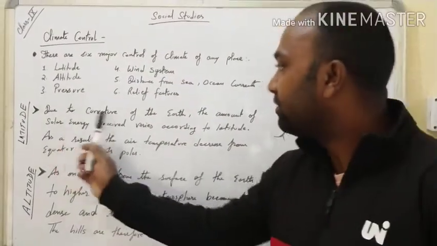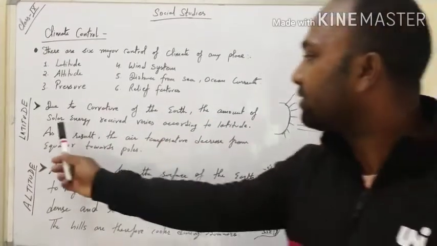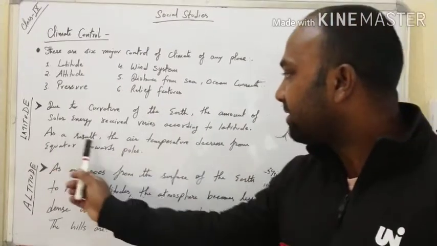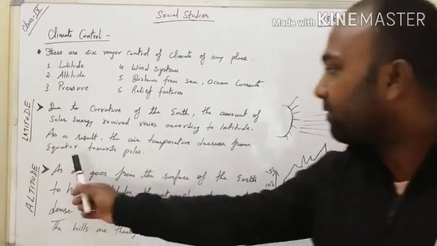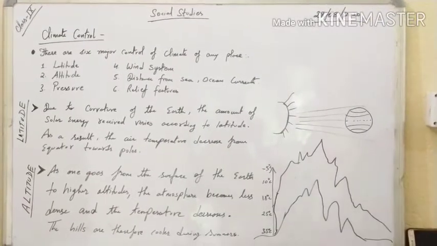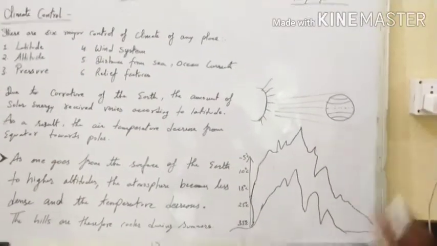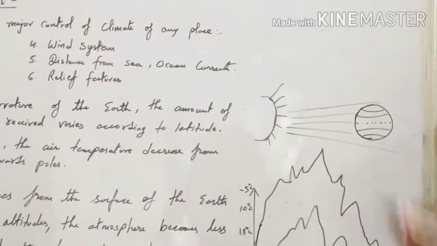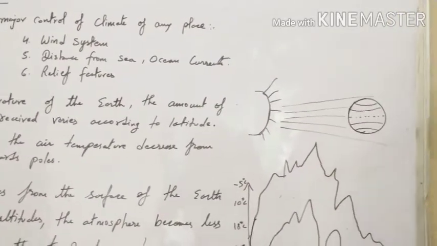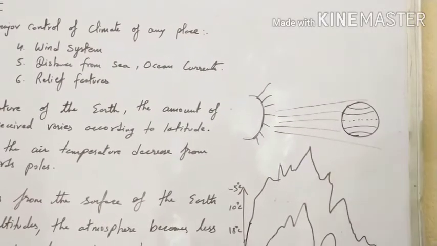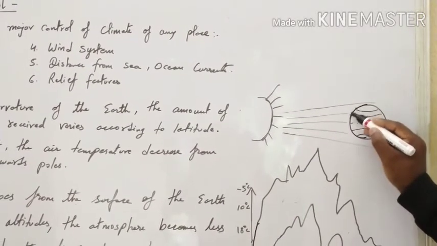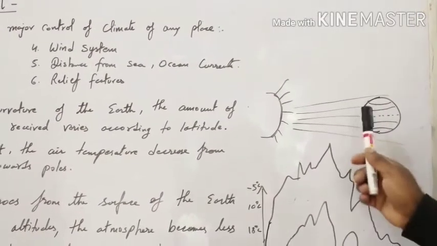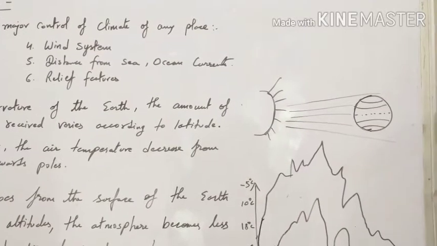Due to the curvature of the earth, the amount of solar energy received varies according to latitude. As a result, the air temperature decreases from the equator towards the pole. Let us understand with the help of a diagram. You can see here the curvature of the earth, and when the light rays come towards the earth, they do not fall equally on all parts of the earth. Due to its curvature, the amount of heat it receives does not fall equally.